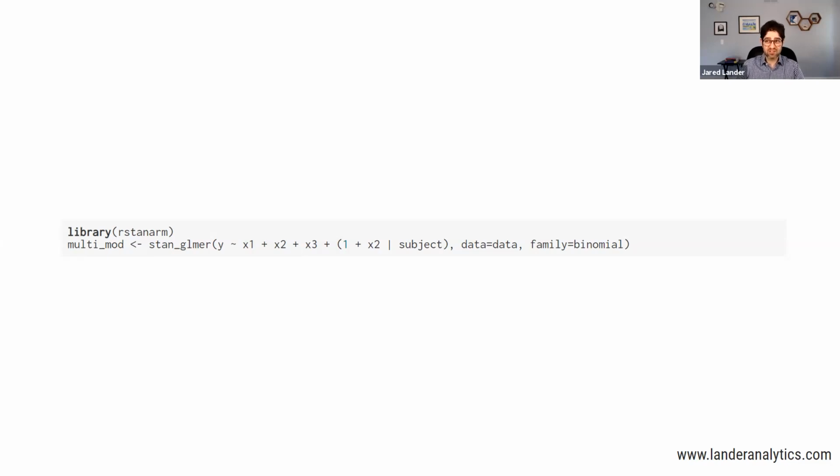There are other packages that can do this, like lme4 and nlme, but I'm a big fan of rstanarm because it's fully Bayesian.